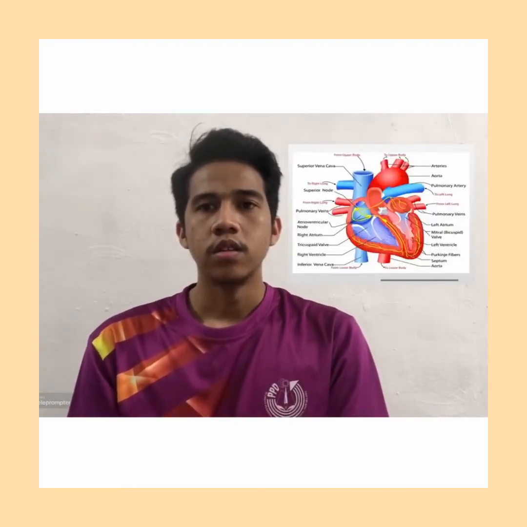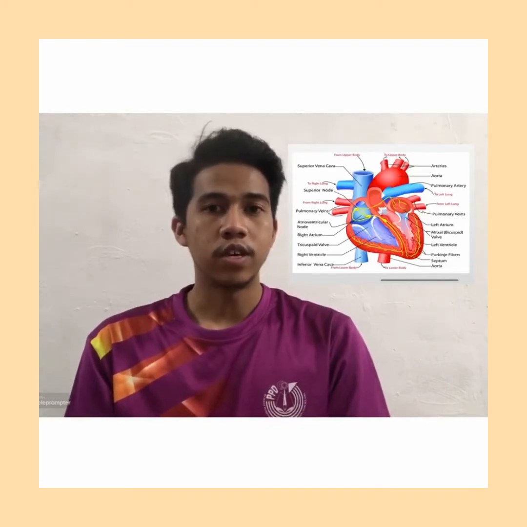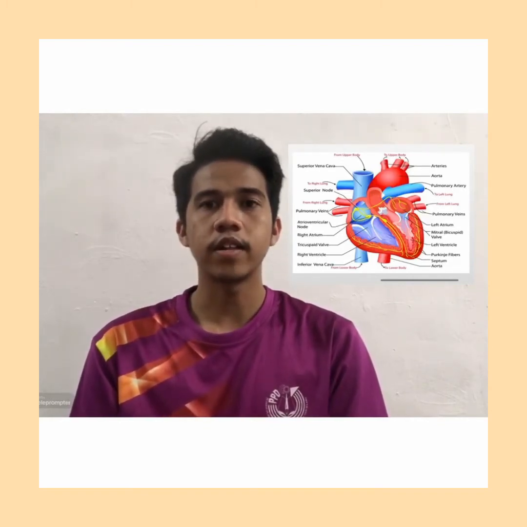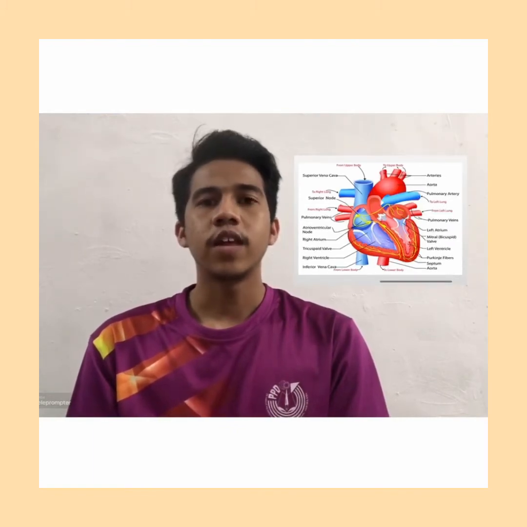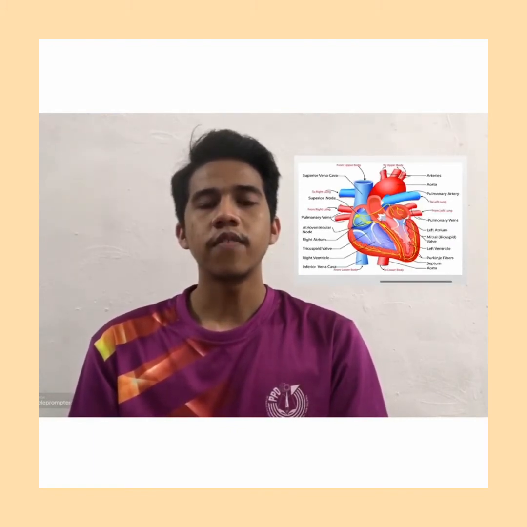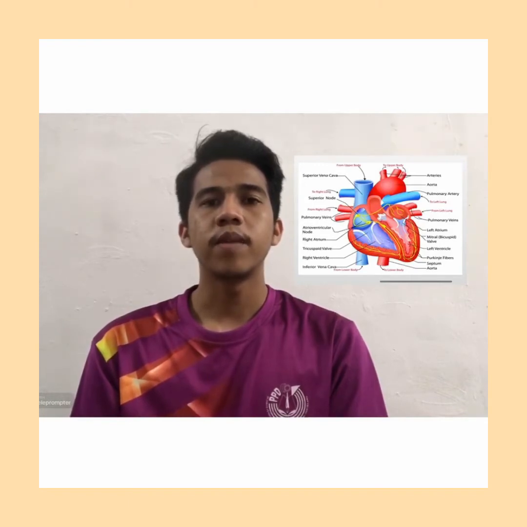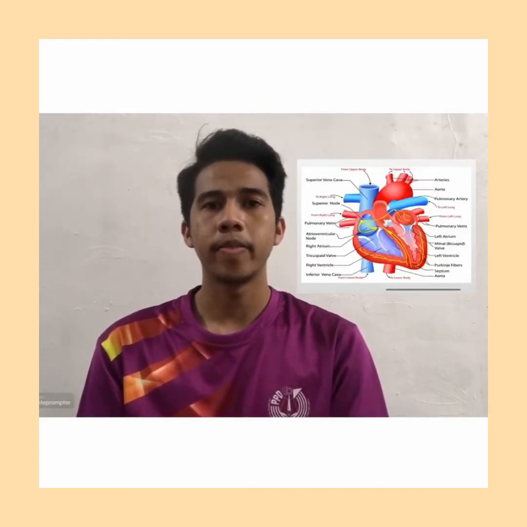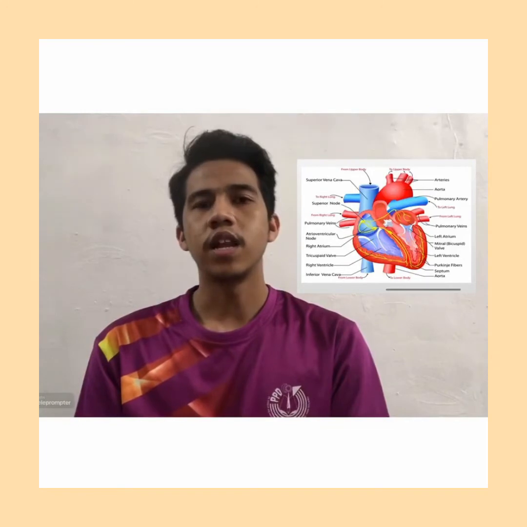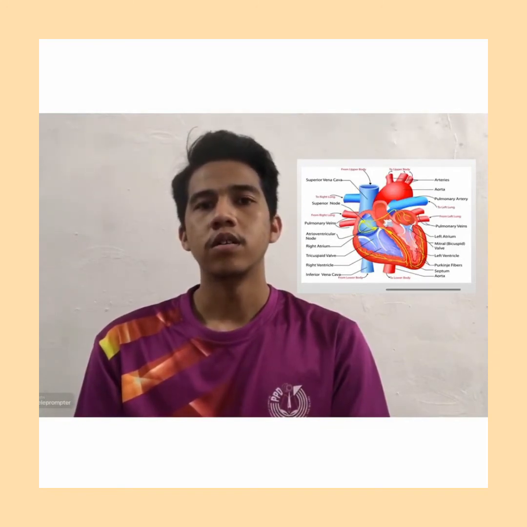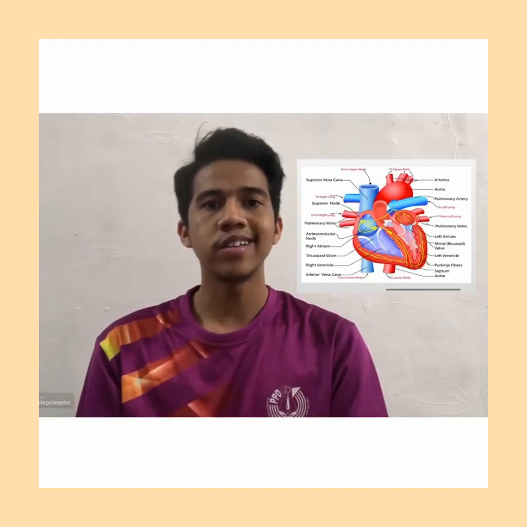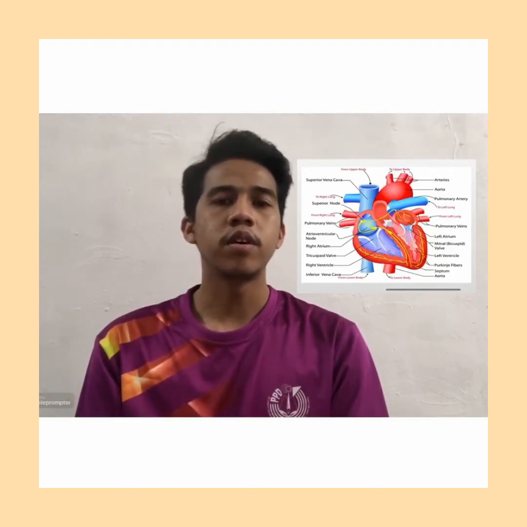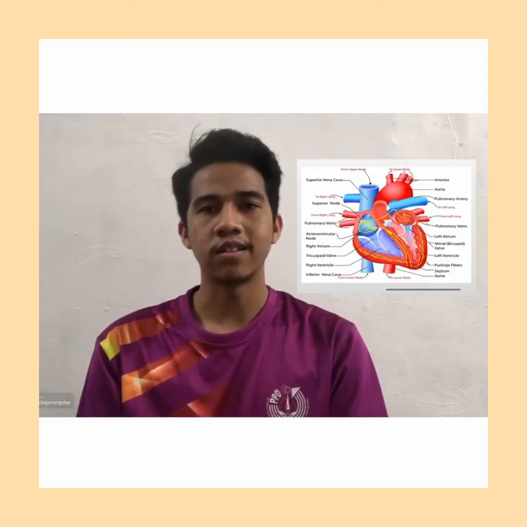Today, I want to talk about the structural anatomy of the cardiovascular system. There are many parts of the cardiovascular system. First, the left atrium. What is the left atrium? The left atrium collects blood from the pulmonary veins and injects it into the left ventricle. Second, the left ventricle. What is the left ventricle? The left ventricle pumps the oxygen-rich blood to the body through a long network of arteries.